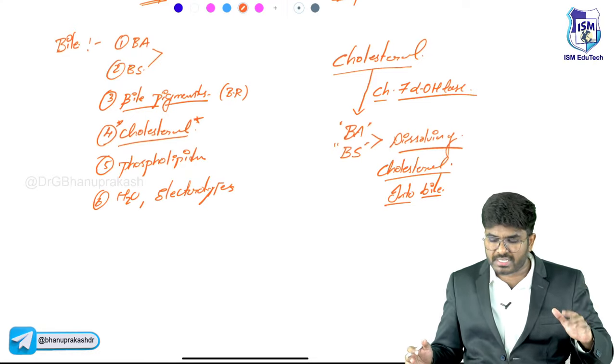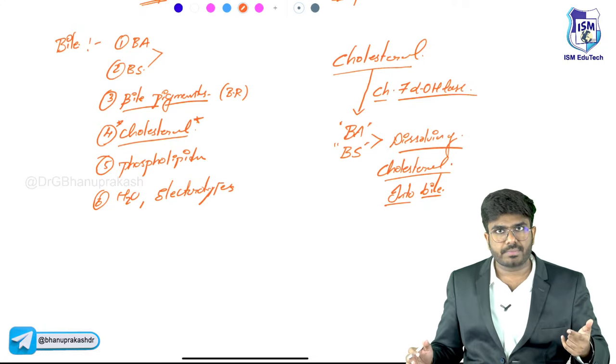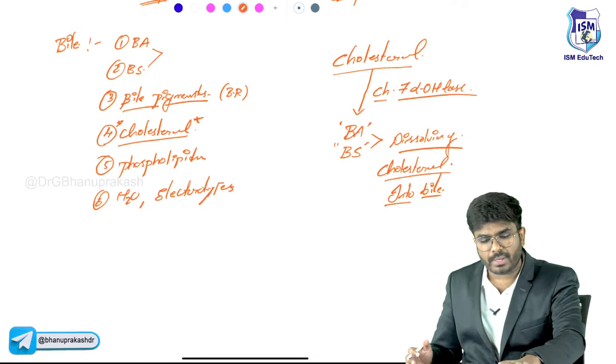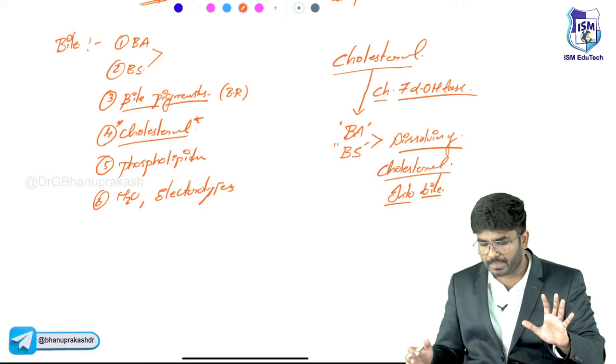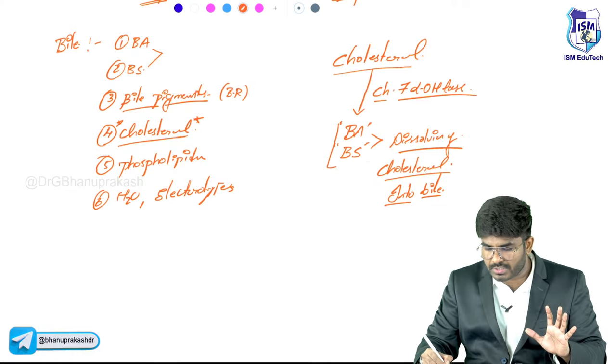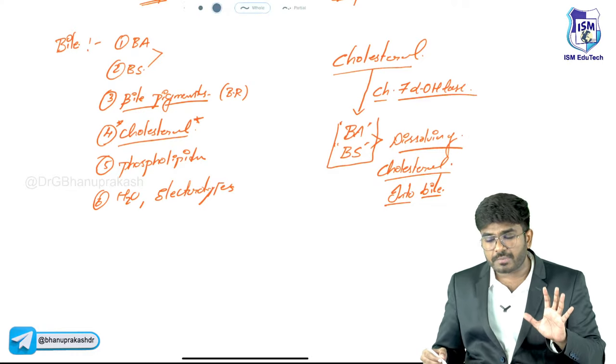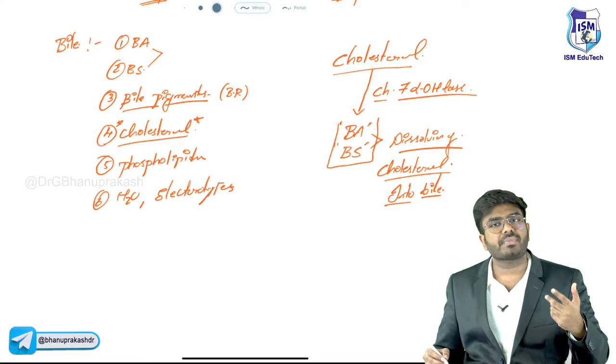It's the cholesterol which is getting converted into bile acids and bile salts. And this bile acid and bile salt pool is the one which helps in dissolving the cholesterol into the bile.